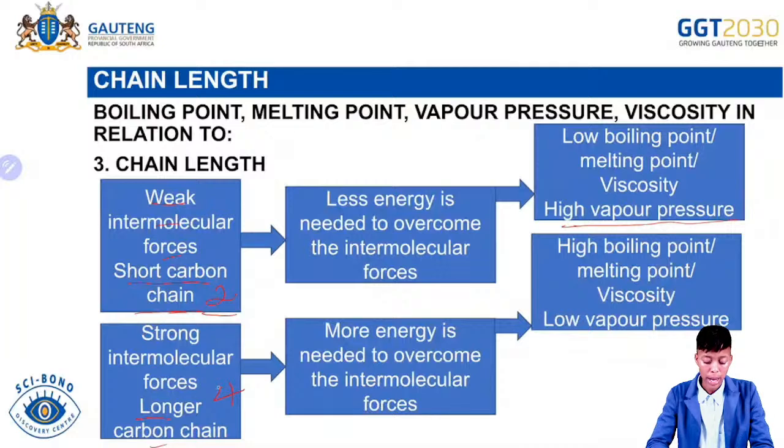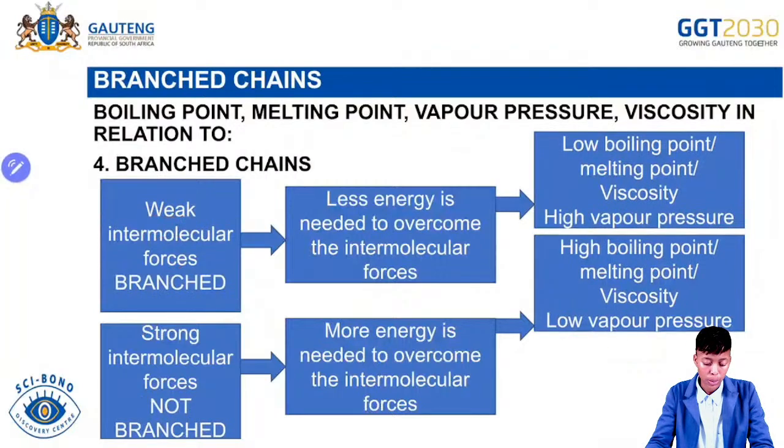For this one, we said if you have 2 carbon chains, and on this one 4 carbon chains, it means that 4 carbon chains will have stronger intermolecular forces as compared to 2 carbon chains. So 4 carbon chains, what will it mean then? It will mean that more energy is needed to overcome the intermolecular forces. Therefore, you'll have a high boiling point, melting point, and viscosity, but you'll have a low vapor pressure. Okay, and then the next one.